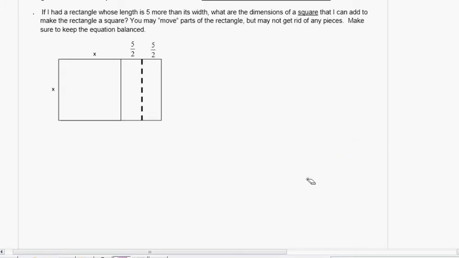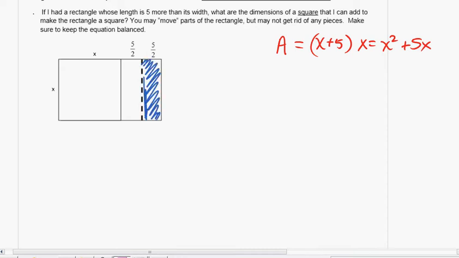Just algebraically I'm going to trace this as well. So we have the area of this rectangle is x plus 5 by x, otherwise known as x squared plus 5x. And I want to make this a square geometrically and a perfect squared trinomial algebraically. So the trick here is, I take half of my known quantity, which is 5, and I chop off an area here which is 5 halves by x.